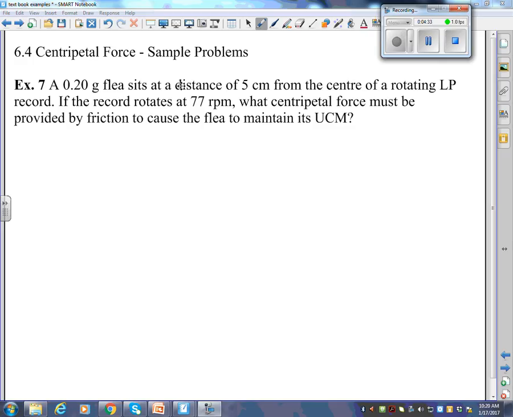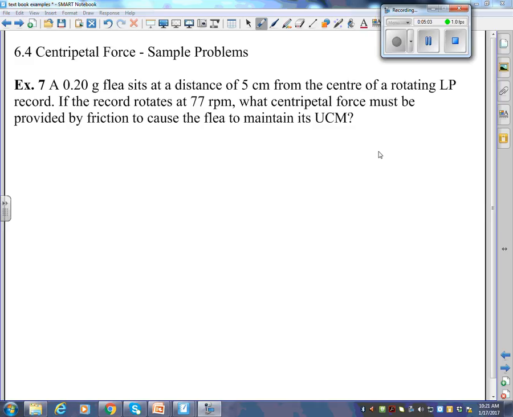Alrighty. So this record is rotating at 77 RPM. These are old granny style records. The regular ones from the 70s and the 80s that your parents had are 33 1/3 revolutions per minute. The big giant ones that Granny has from the 1940s are 77s. That is fast. What centripetal force must be provided by friction to cause the flea to maintain its UCM?